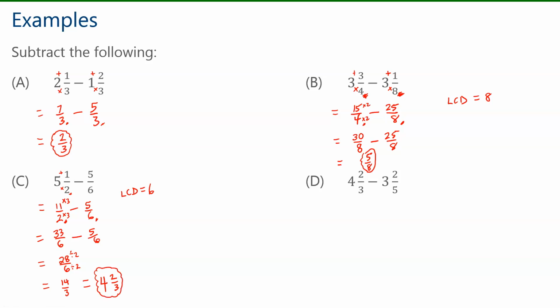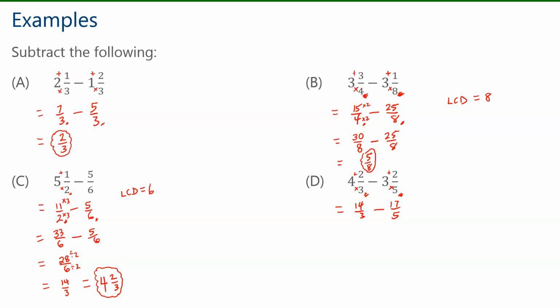And in D, we actually have 4 2/3. Subtract 3 2/5. Step 1, change mixed numbers to improper fractions. 3 times 4 is 12. 12 and 2 is a 14 over my denominator, 3. Subtract. 5 times 3 is 15. Add 2. 17 over my denominator, 5.